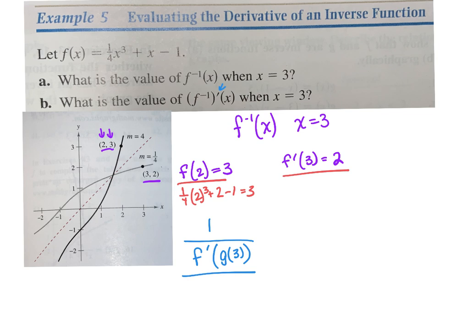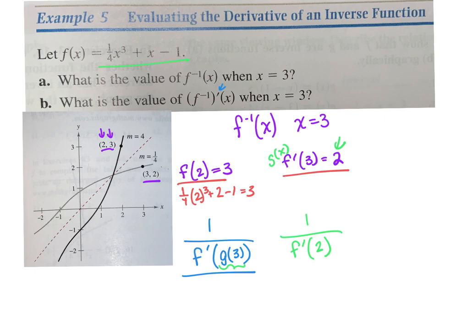So then I need to first say, well, what is the inside? Well, the inverse at 3 was 2. We've already calculated that. So I need 1 over the derivative at 2. That's what g of 3 is. G of 3 is just my inverse, okay? Well, how do I find the derivative at 2? Well, I just take the derivative. That's an easy derivative to do.